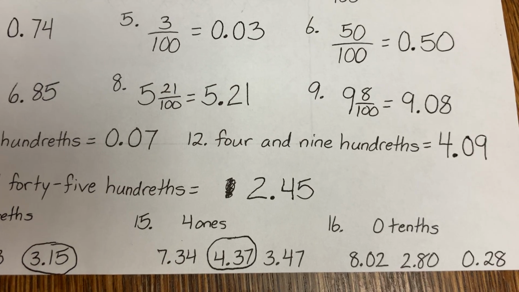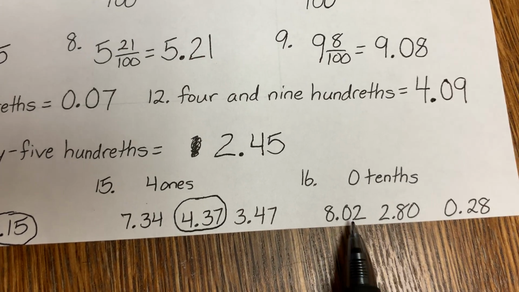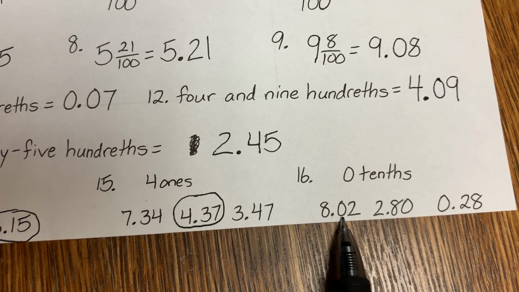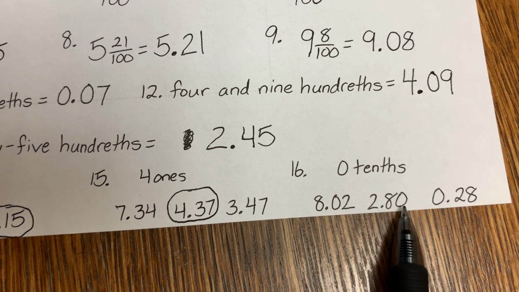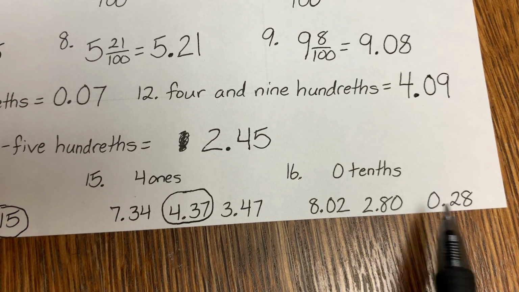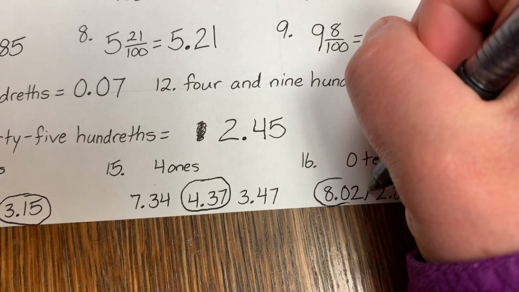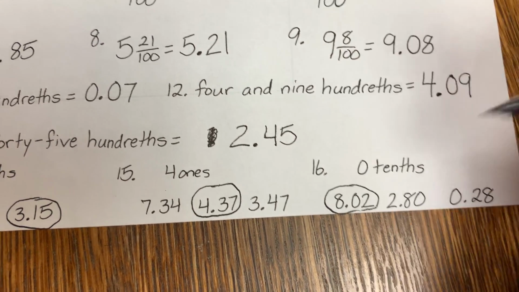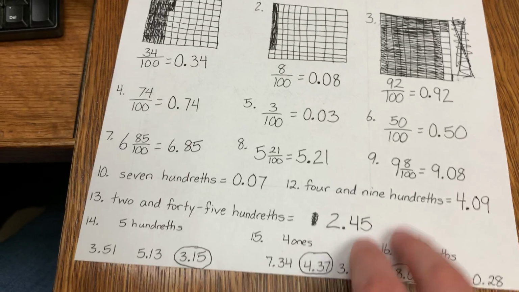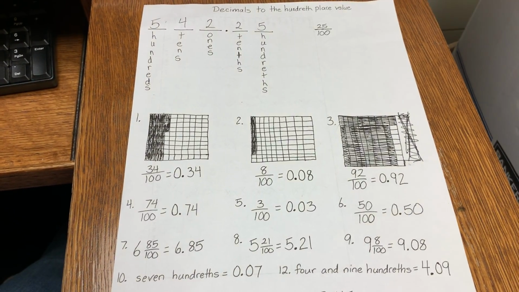Okay, number 16, 0/10ths. So here, this is a 0 in the tenths place. This is a 0 in the hundredths place. And here's a 0 in the ones place. So your answer is 8.02. Okay, so that is a look at decimals to the hundredth place value.